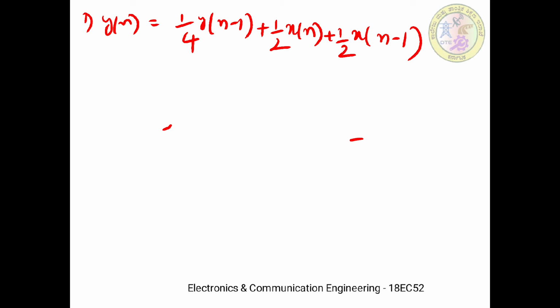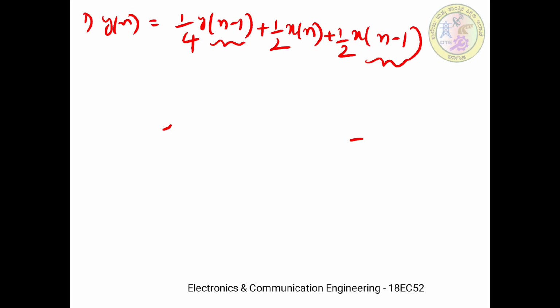So where x of n is the input and y of n is the output of the system. Now, in order to show this system through a block diagram, what are the elements I need? Here I have y of n minus 1, so this is one delay element. And x of n minus 1, so here is one more delay element.